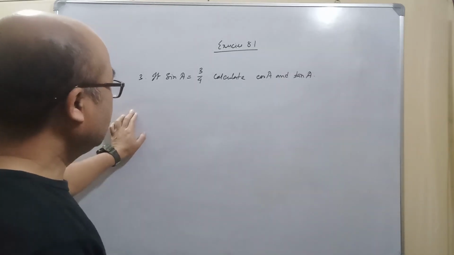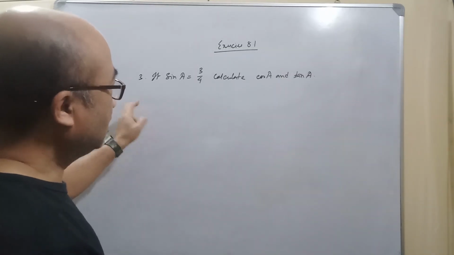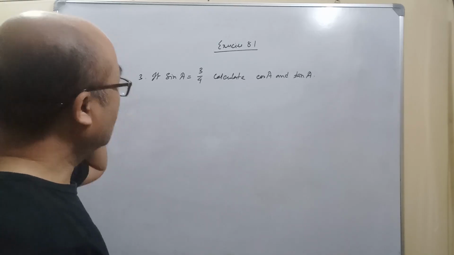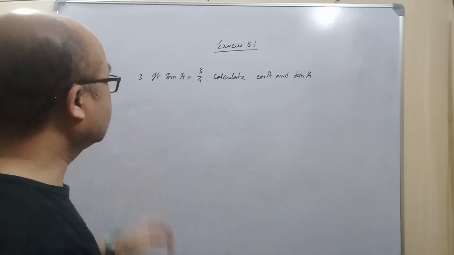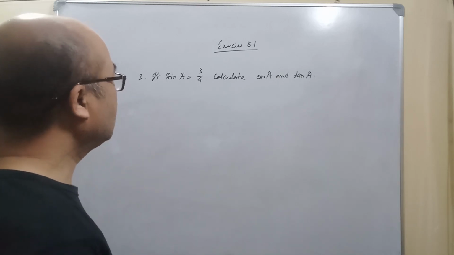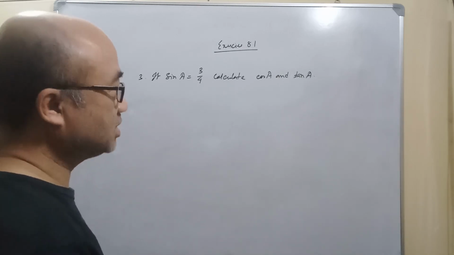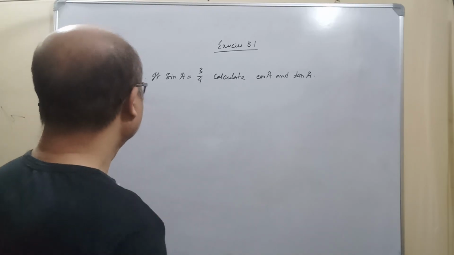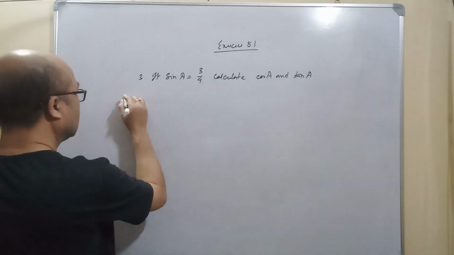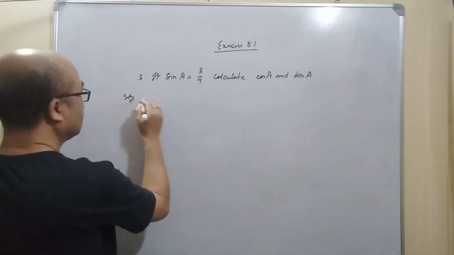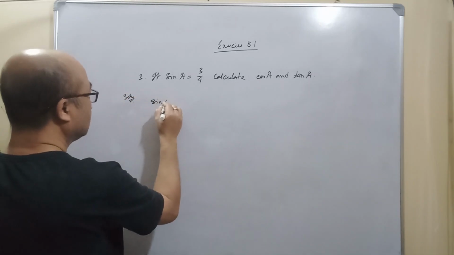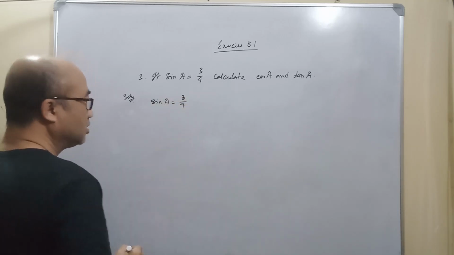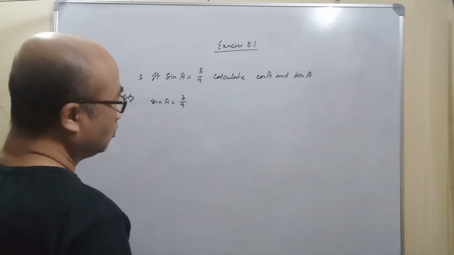If sin A is 3/4, calculate cos A and tan A. So sin A is given, we have to calculate the value of cos A and tan A. Sin A is 3/4. What is sin A?